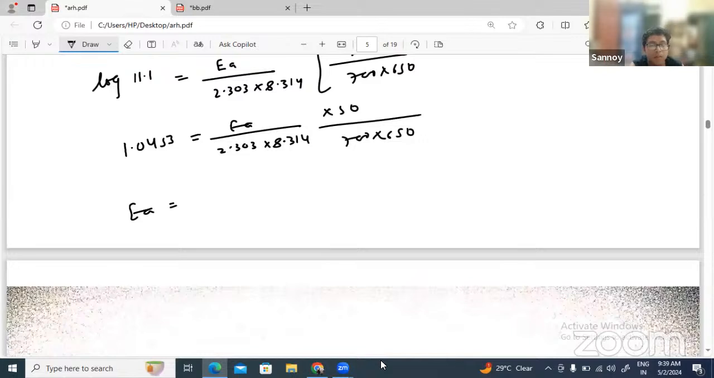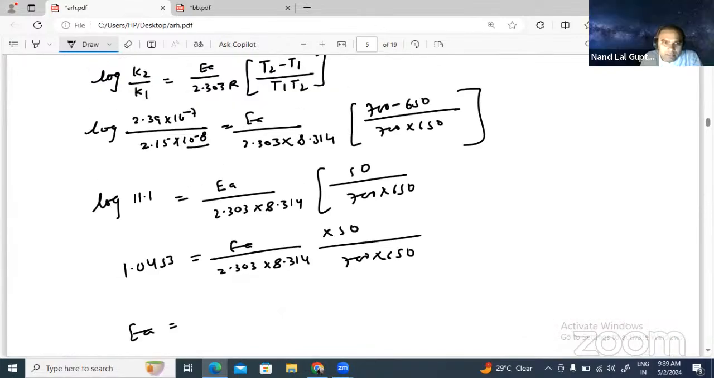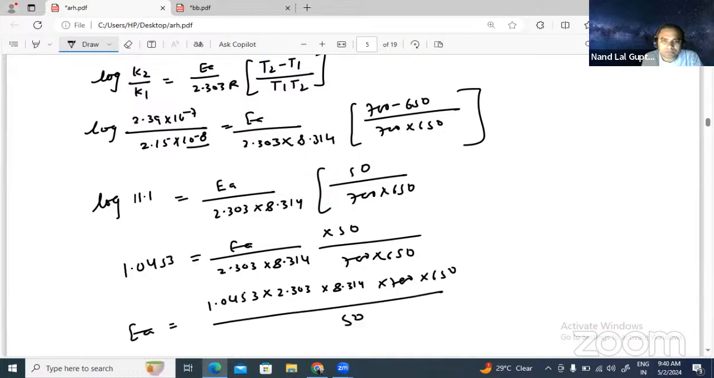You keep that one, sir. Activation energy is equal to 1.0453 multiplied by 2.303 multiplied by 8.314 multiplied by 700 multiplied by 650 divided by 50. I took this example from Modern ABC, so if you have any doubt, you can verify the answer.